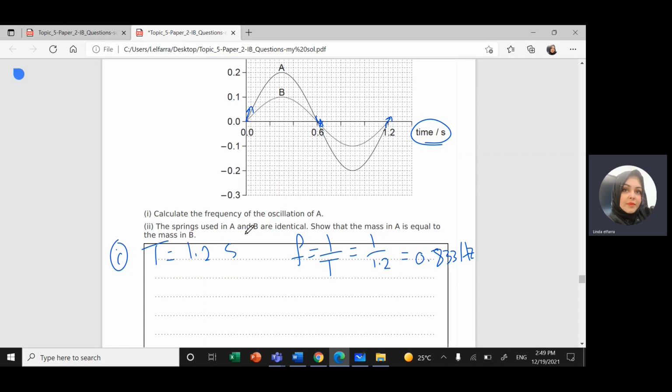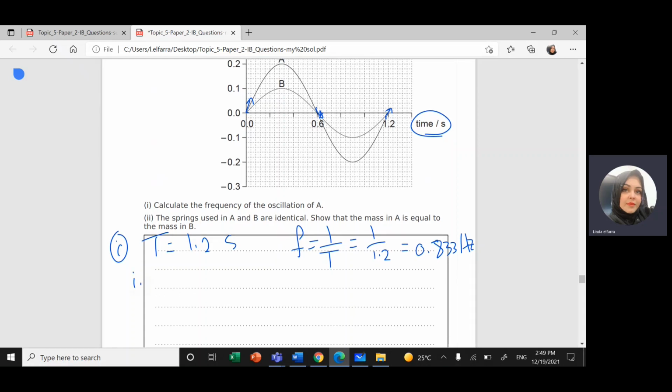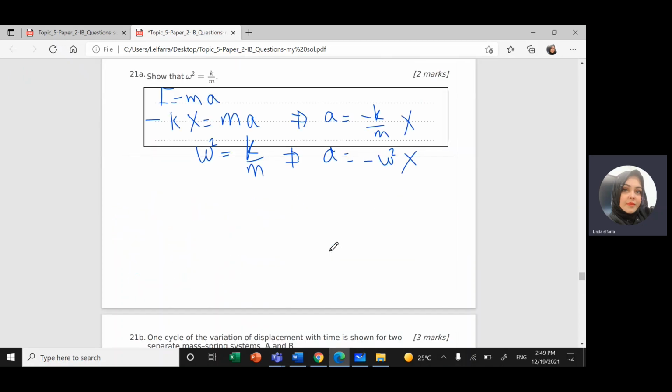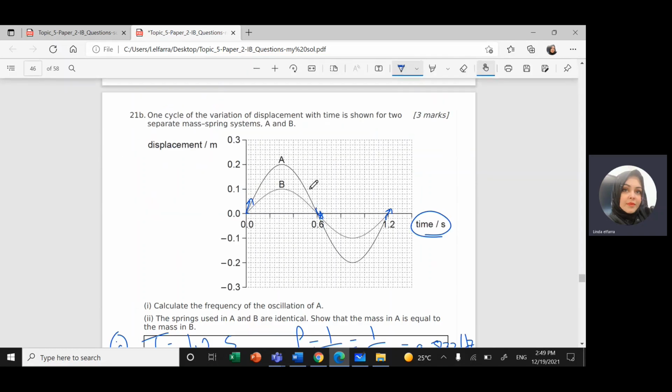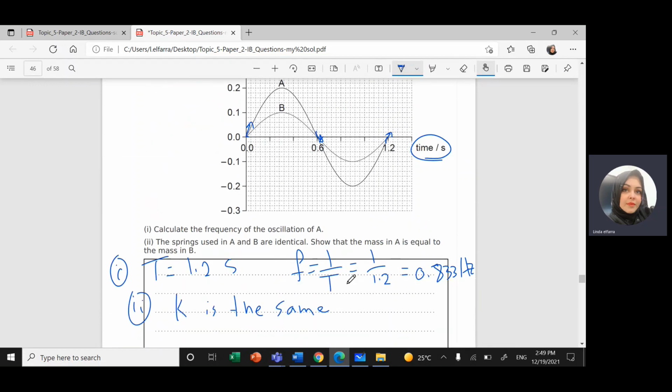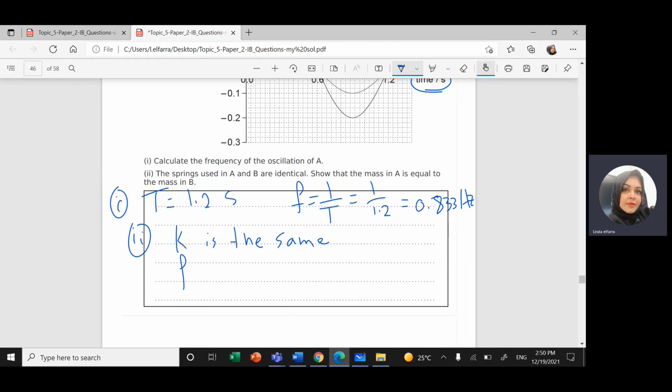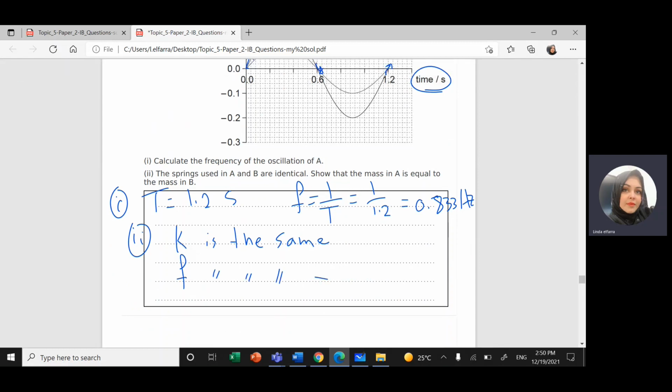The springs used in A and B are identical. Identical springs means K is the same, the same constant, the same type of spring. K is the same for both. If K is the same, that means omega is the same, because omega depends on K. And we know here they have the same frequency, both of them. So K is the same, frequency is the same, omega is also the same, and that means the mass will be the same.